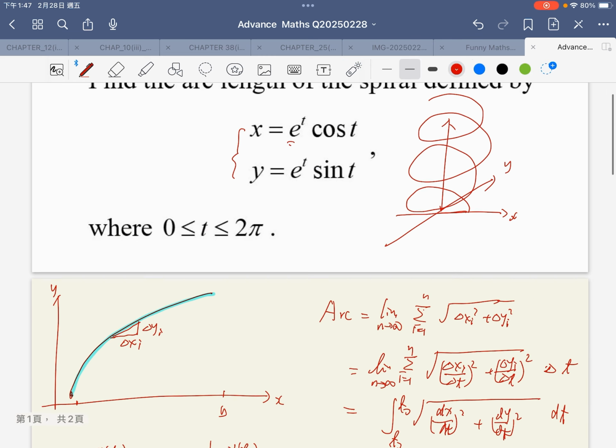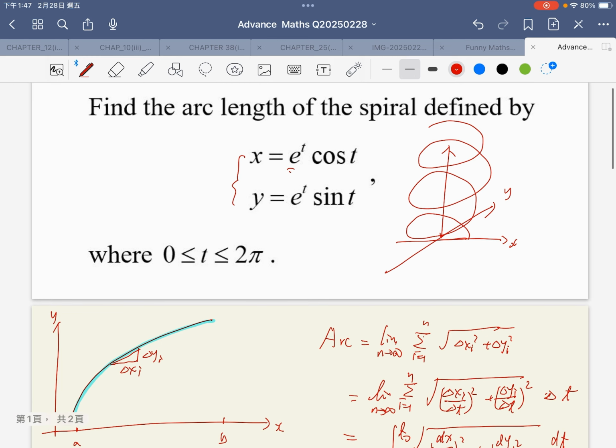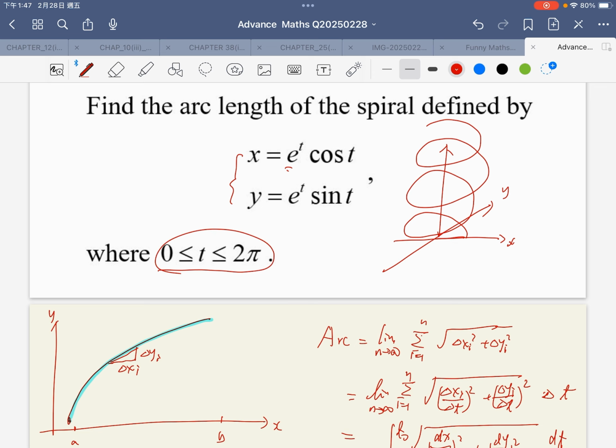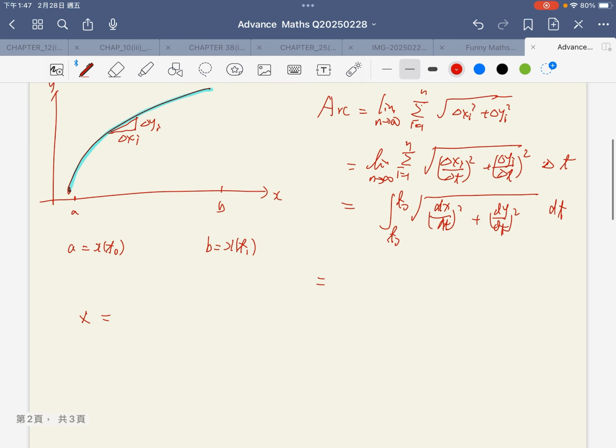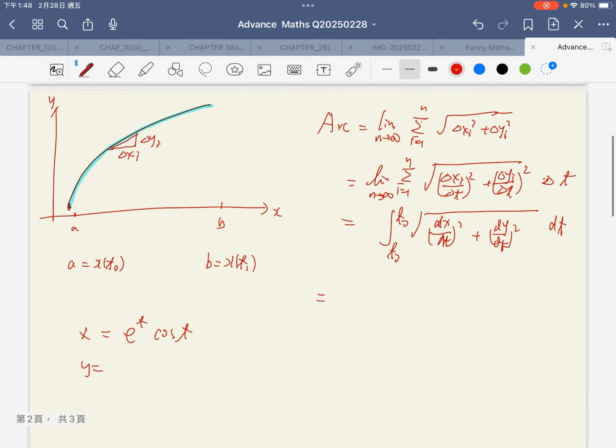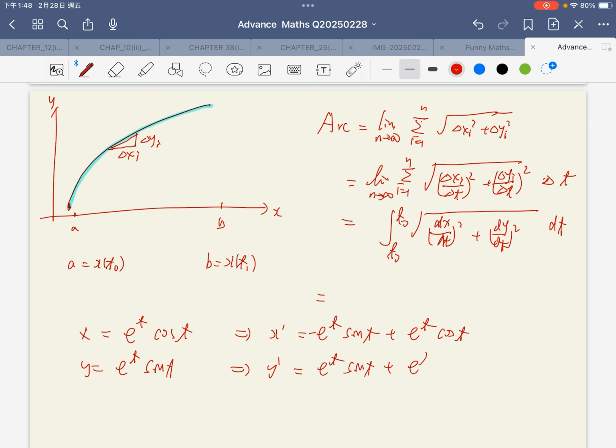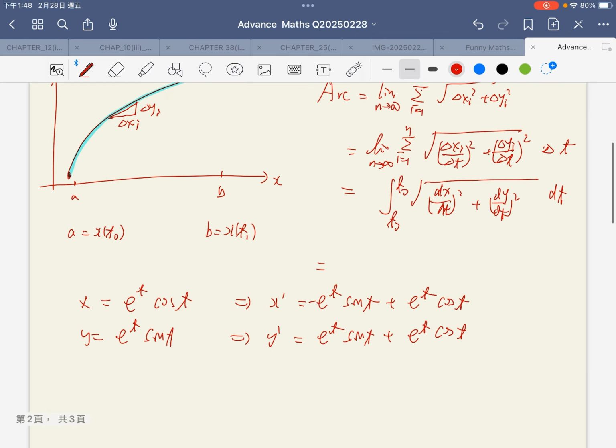And now I focus on the calculation of the arc length for this spiral. The domain is 0 to 2 pi. Then x equals e^t cosine t, y equals e^t sine t. Then dx over dt equals e^t negative sine t plus e^t cosine t, and dy over dt equals e^t sine t plus e^t cosine t.